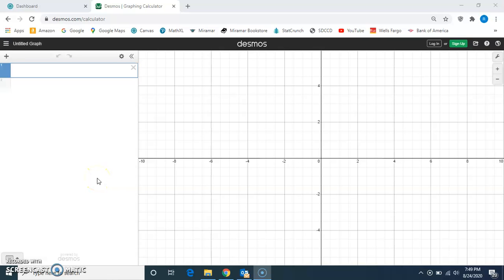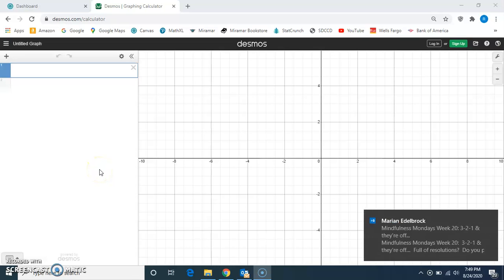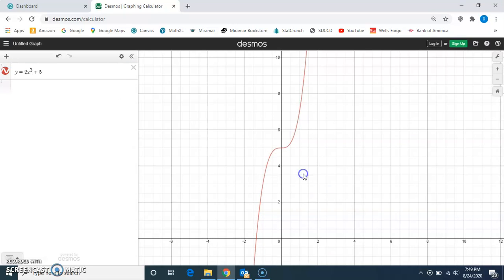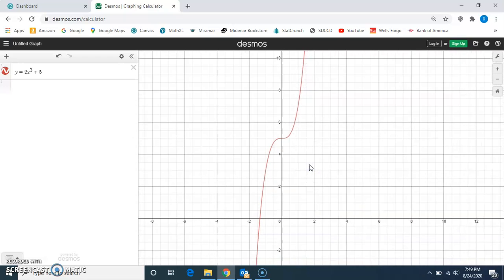Hi everyone, here I am in Desmos, and so if we had been in class when doing section 2.4, I definitely would have been bringing this up on the projector. So first thing I'm going to do, let's go and graph y equals 2x to the third plus 5. This was a big example for us. So 2x to the third plus 5 looks a little something like that.